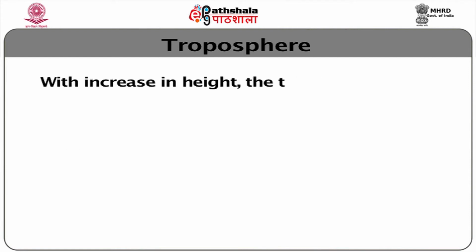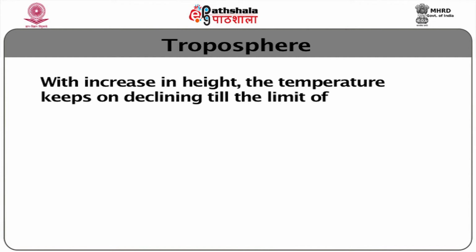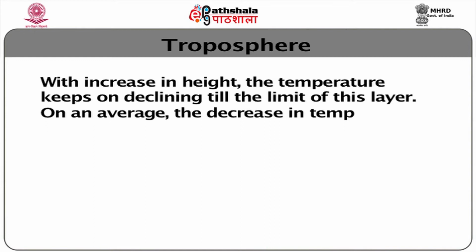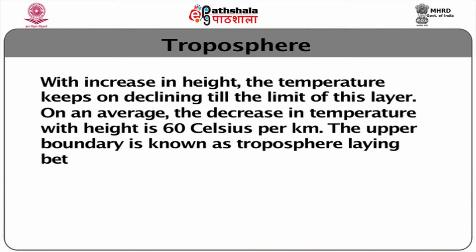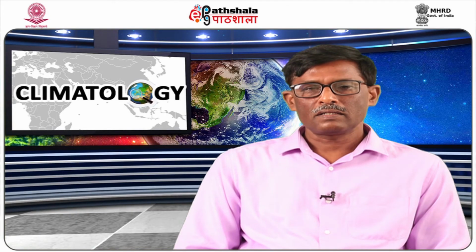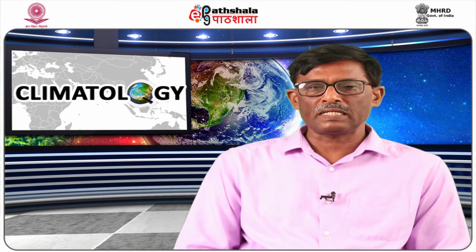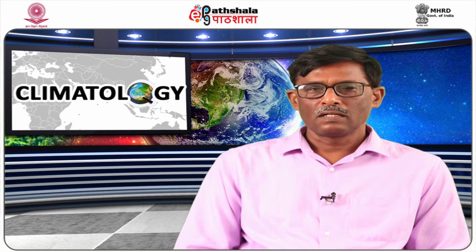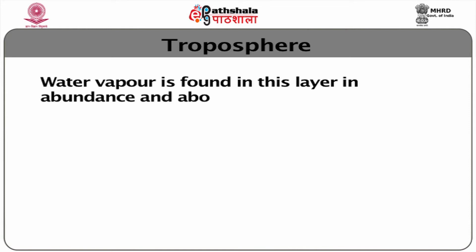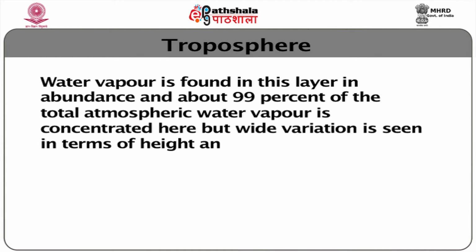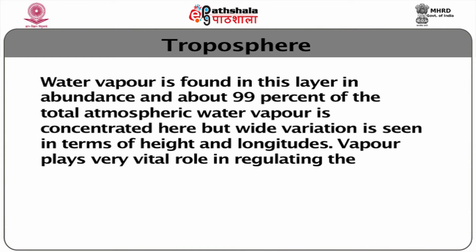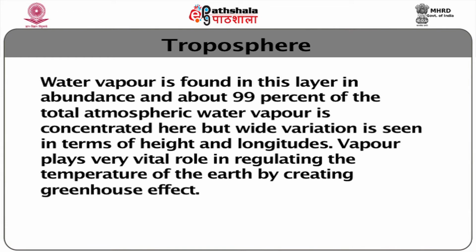With increase in height, the temperature keeps declining till the limit of this layer. On an average, the decrease in temperature with height is 6 degrees Celsius per kilometer. The upper boundary is known as tropopause, lying between 8 and 18 km. At this level, the average temperature reaches minus 50 to minus 60 degrees Celsius. Water vapor is found in this layer in abundance, and about 99% of the total atmospheric water vapor is concentrated here, but wide variation is seen in terms of height and latitude. Vapor plays a very vital role in regulating the temperature of the earth by creating the greenhouse effect.